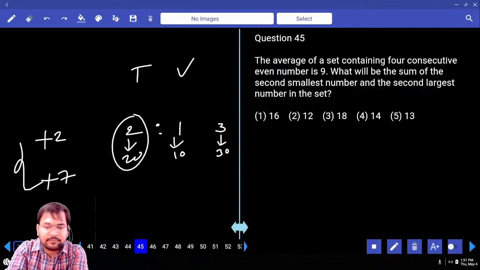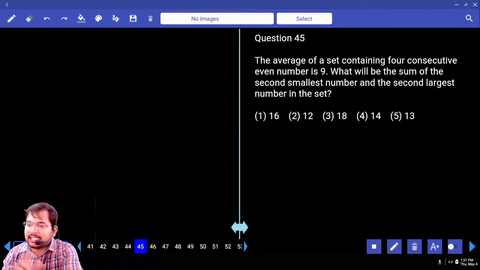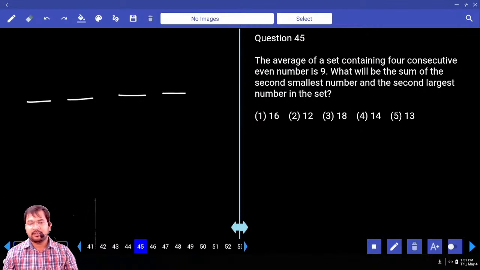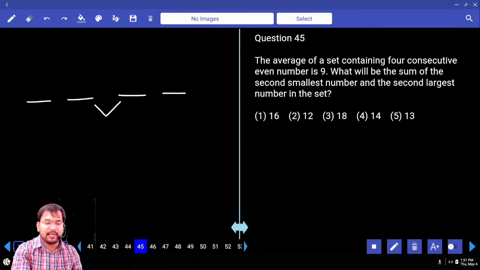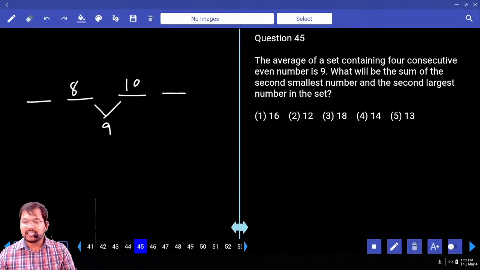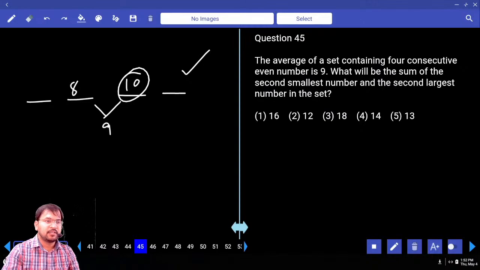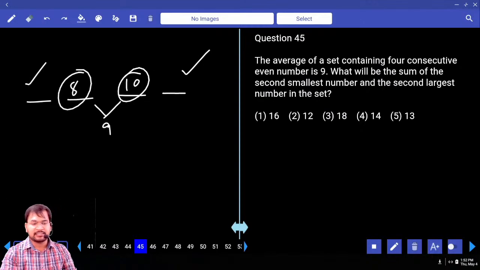Next. The average of a set containing 4 consecutive even numbers is 9. So 4 consecutive even numbers, average is 9. So we can't say the exact middle number, na? Therefore, the middle 2 numbers' average is 9, na? The number before is 8, and then is 10. What will be the sum of the second smallest number and second largest number? Largest value is this one, na? Second largest is 10, na? Smallest is this one, na? Second smallest is 8. They're asking for those two sum.